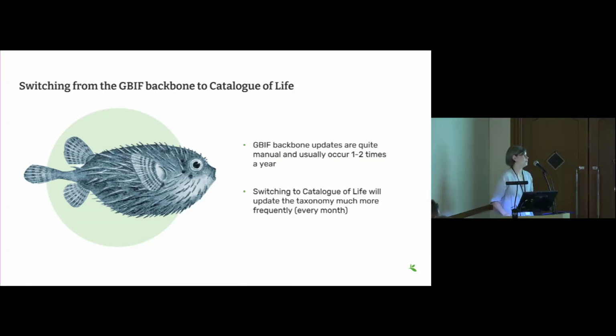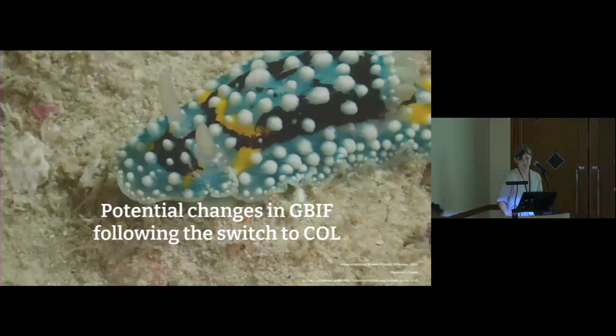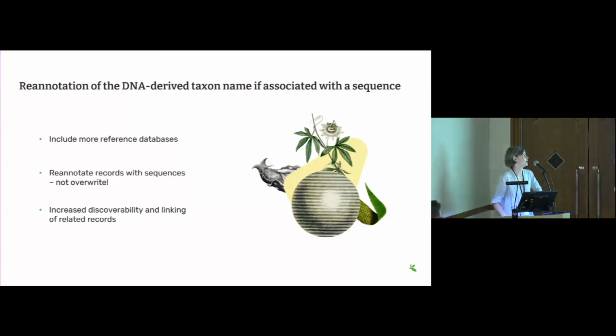So what we hope to see when we switch to Catalogue of Life or the extended release is that we will have a much more frequent update of the taxonomy for DNA and other things, of course, maybe more in track or in line with what the reference databases are currently updating. So some of the potential changes we envision for GBIF by switching to Catalogue of Life is we hope this will improve our coverage of reference databases.